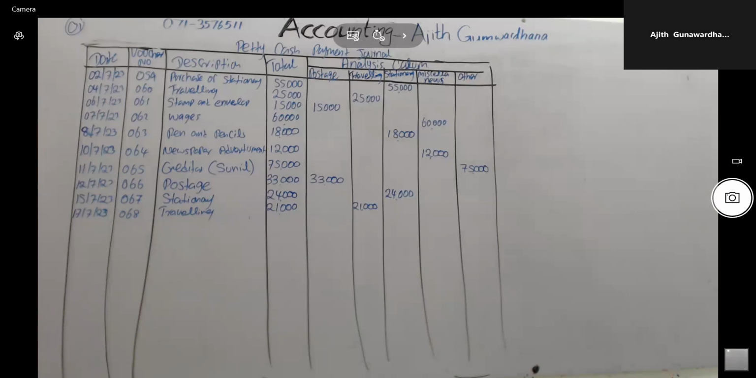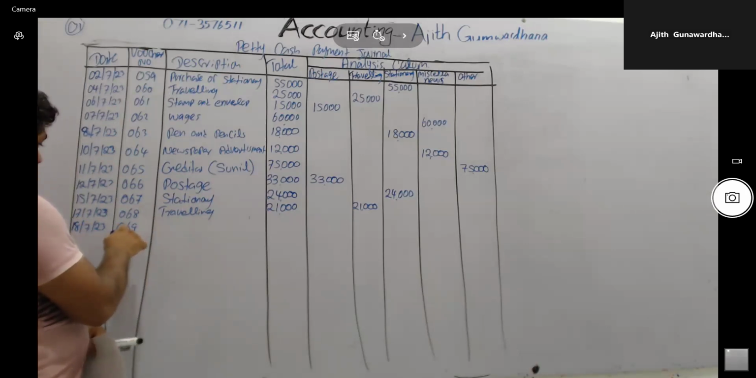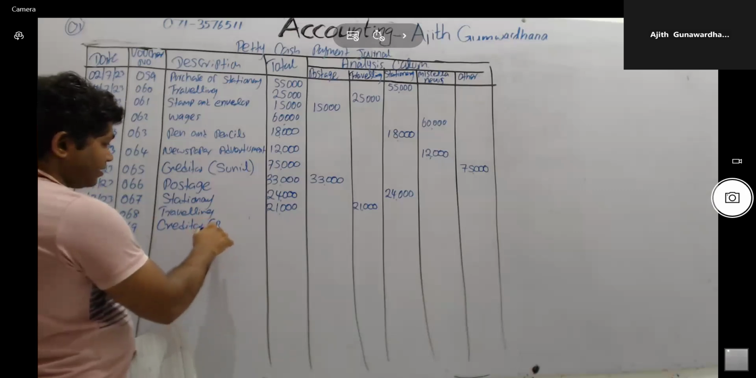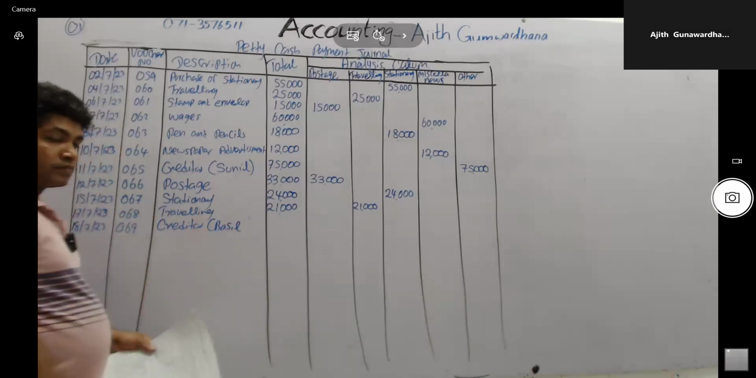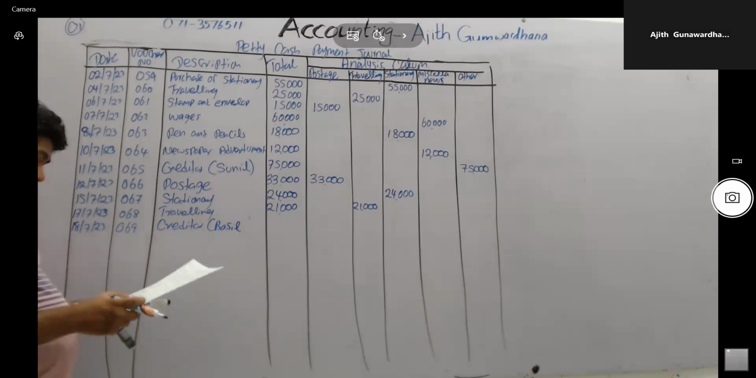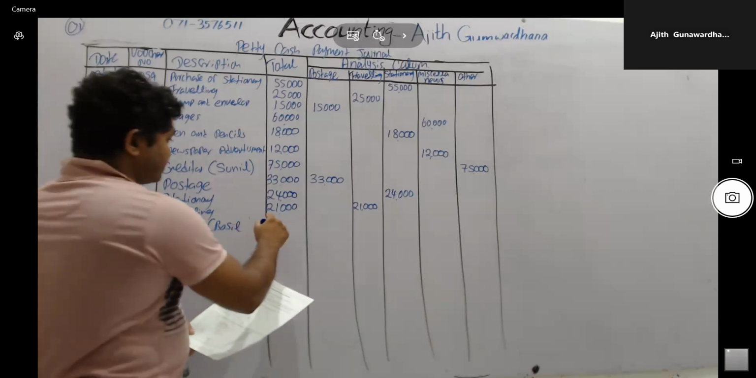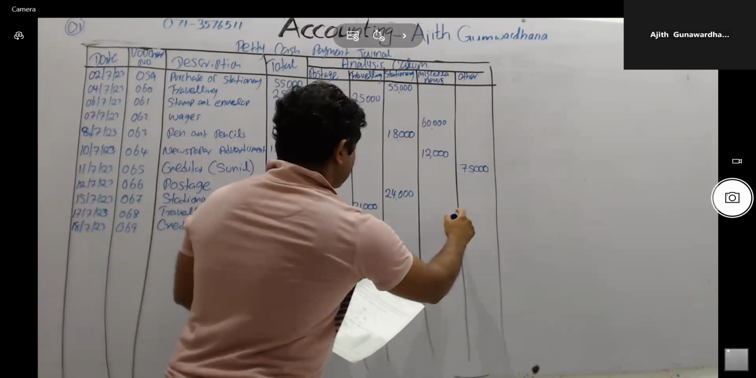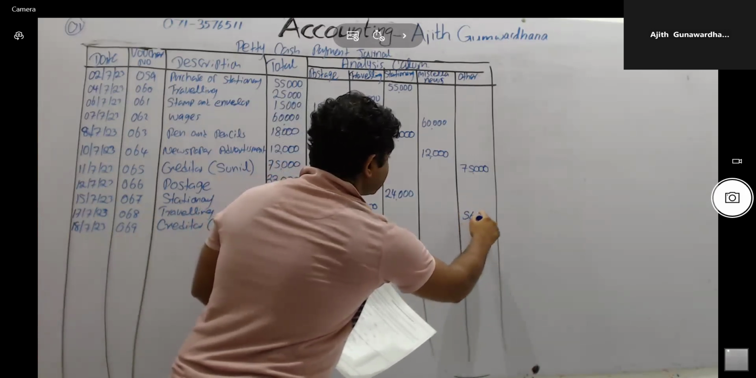Next one also given payment to Basil. Therefore, Basil is a creditor, should be recorded in the other column. 18 July 2023, therefore date 18 July 23. 069. Creditor, within brackets Basil. Value is given 56,000. It should be recorded in the other column. Value equal 56,000.